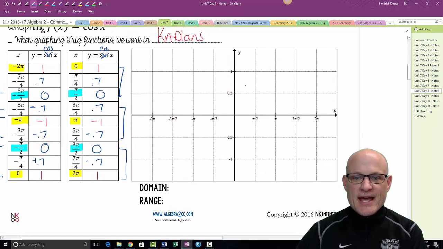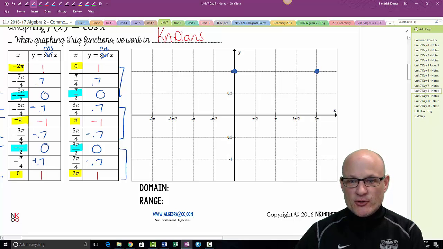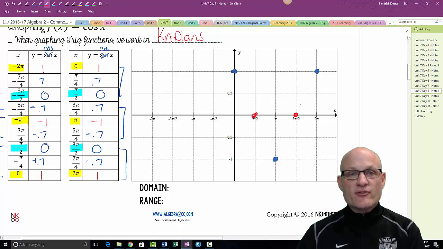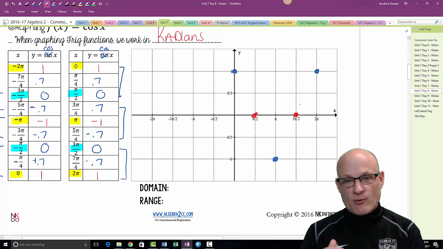Anyway, at 0, we're at 1. At 2 pi, we're also at 1. In between these two, for cosine, we are at a minimum, -1. And in between those, we will have our zeros at pi over 2 and 3 pi over 2. So notice on cosine, we have 3 points that will be max and mins, 2 zeros. On the sine, we'll have 3 points that will be zeros, and in between those, we'll have max and mins. So we got a little bit of a difference. Let me graph this thing.